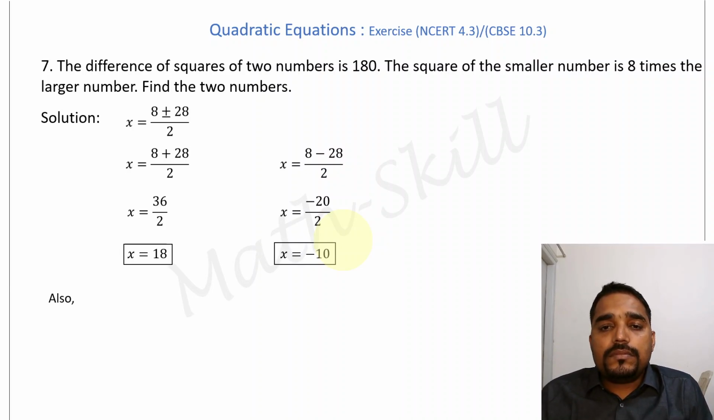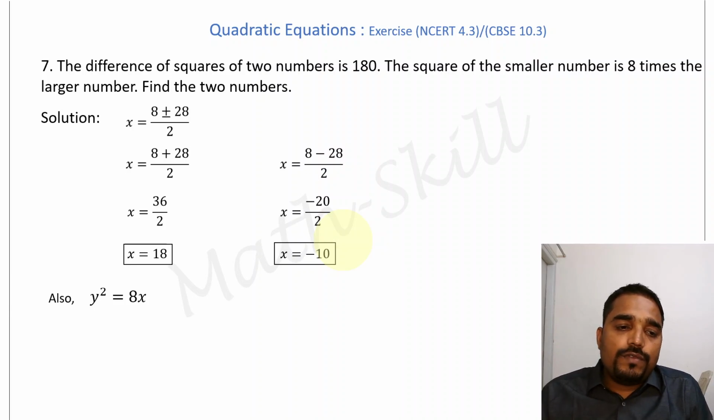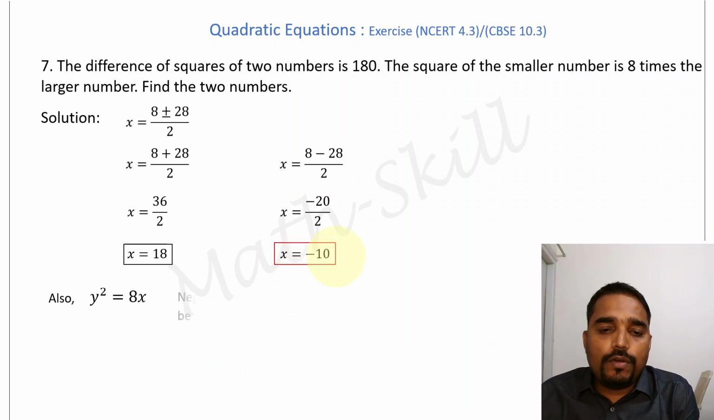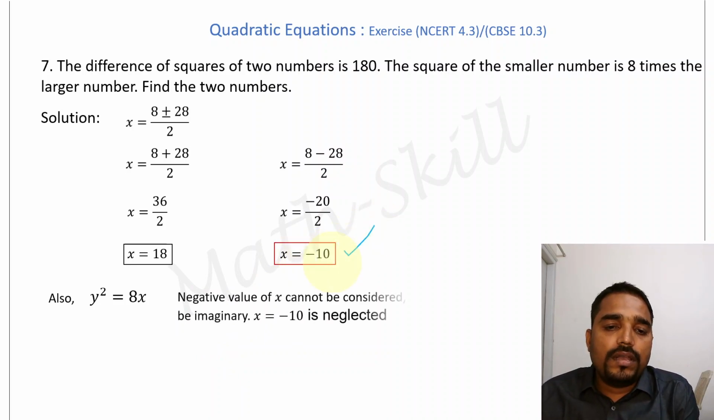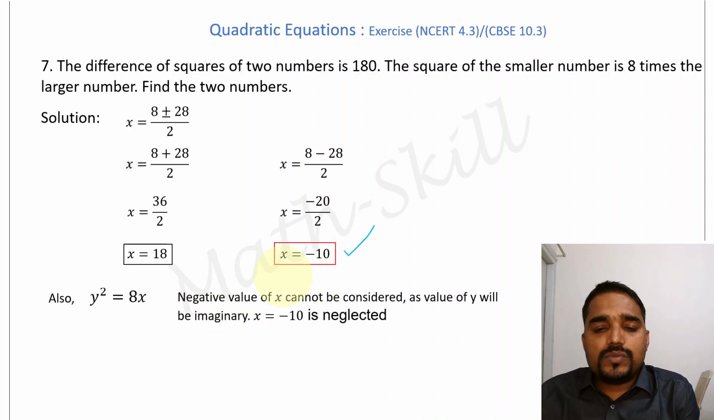Also, we have to find out the value of y, that is y square is equal to 8x, where x we have already found out. Since we have to find the value of y, if the value of x is considered as negative, like the way we have got here, then y square is equal to minus 80. So in order to simplify the value of y, we would be getting an imaginary number. That is why the negative value of x cannot be considered here. Therefore, the required answer for x would be plus 18.